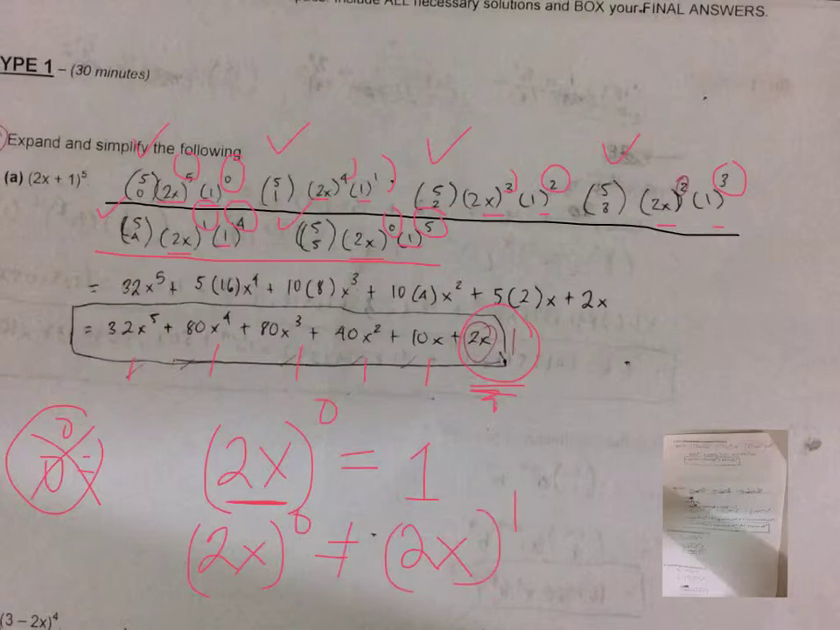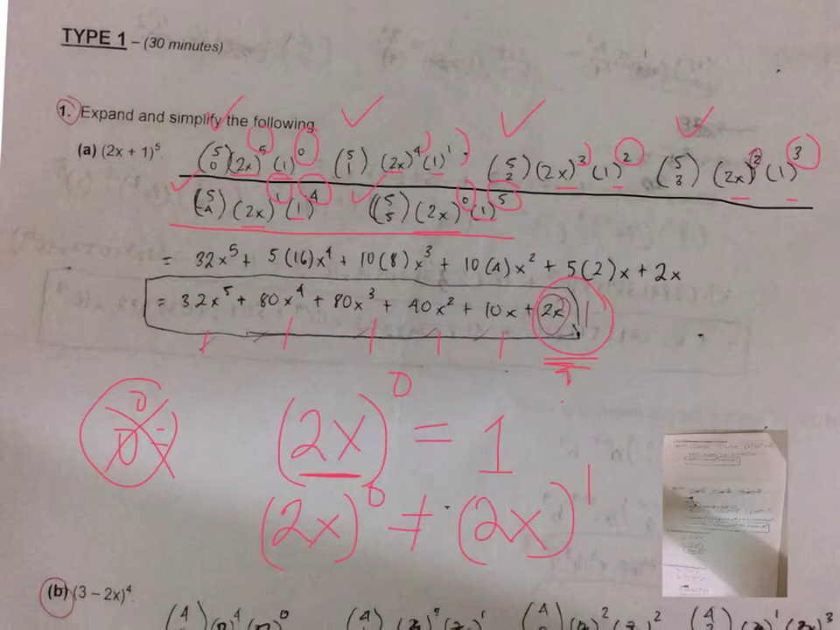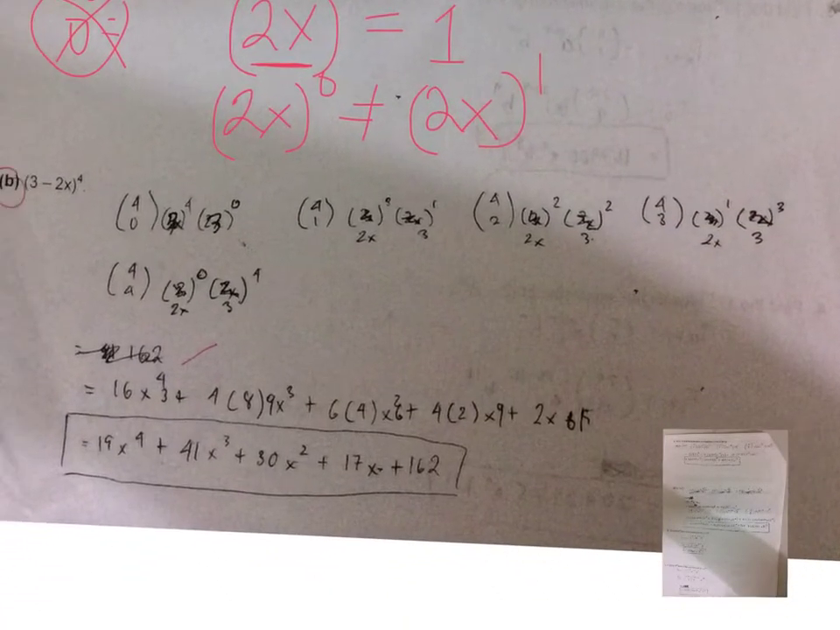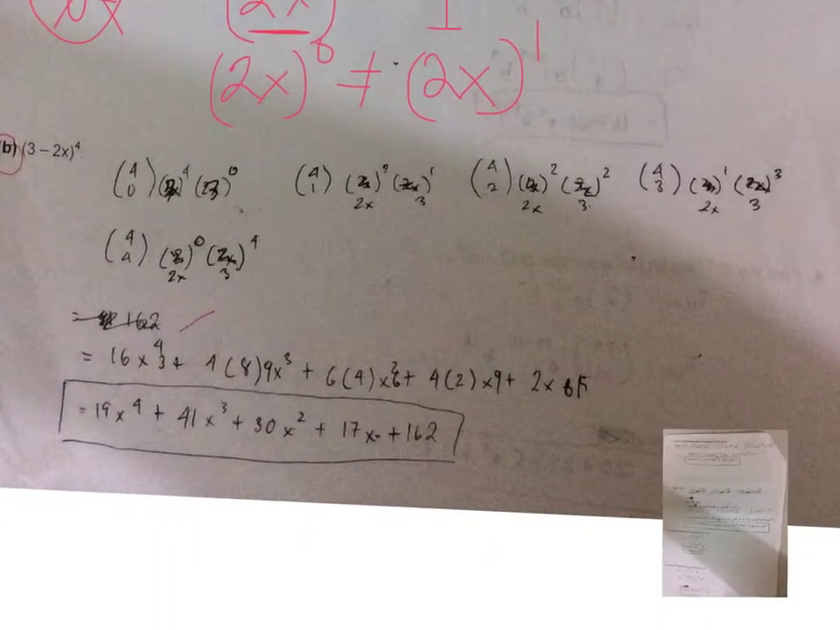Once you see something raised to 0, that is always equal to 1. So 1 to the 5 is okay, that's 1. The only mistake here in number 1 is the 2x raised to 0. Very minor, okay? Now, let's go to letter B.